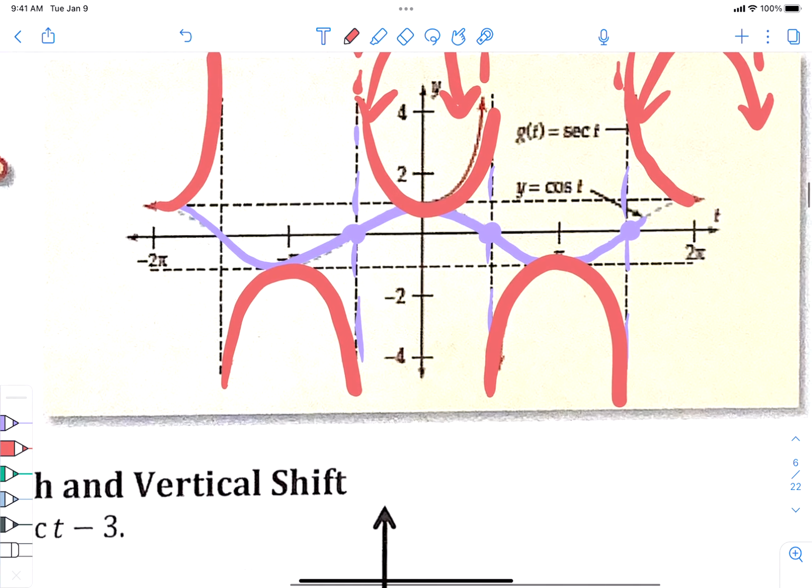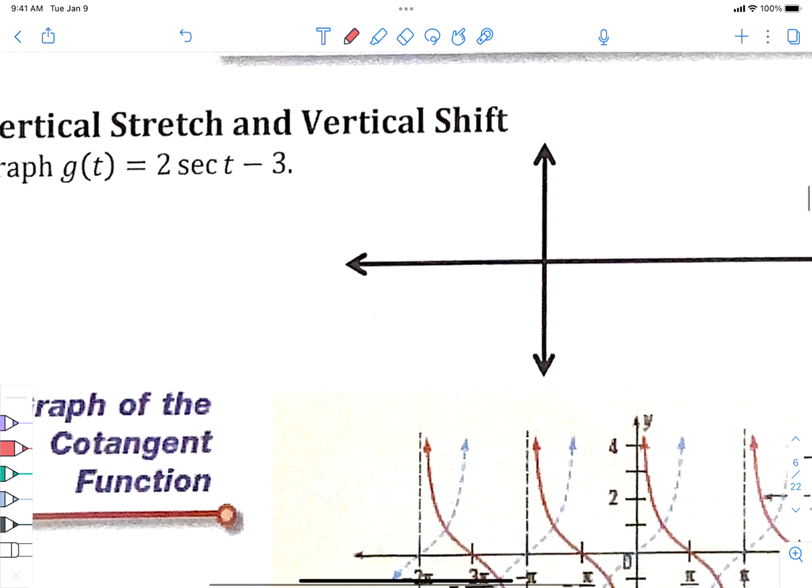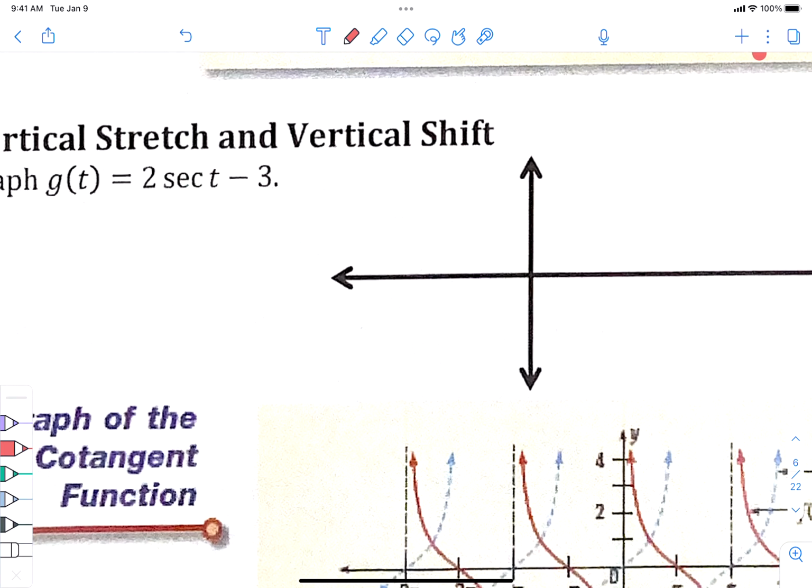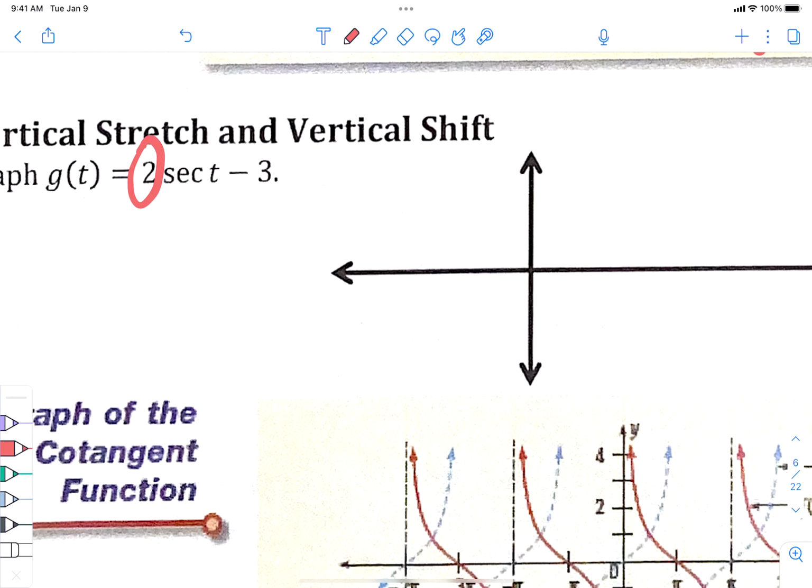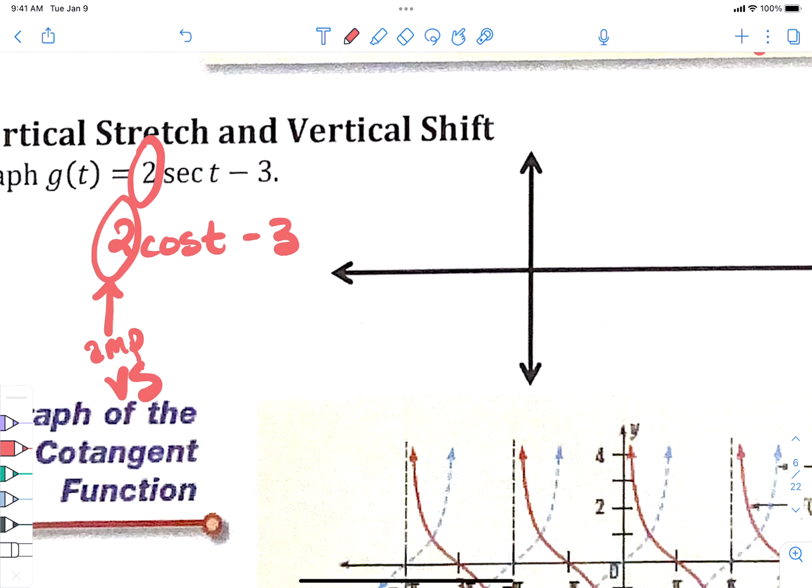All right, so let's do 2 secant of t minus 3. Let's go through and label this stuff. What is the 2 doing? We're going to do 2 cosine of t minus 3. The 2 makes the amplitude 2, or it's a vertical stretch. It's making it taller. And what does the minus 3 do? It moves it down 3.